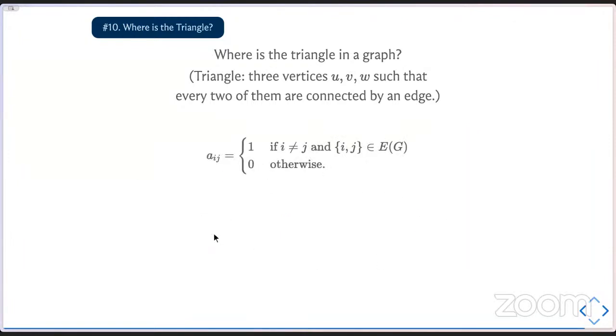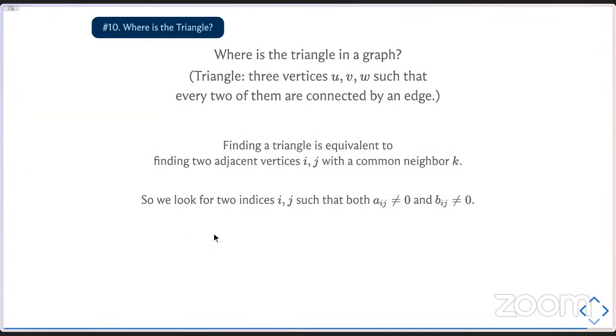So essentially, this just boils down to saying that we want to look for two indices such that the ijth entry is non-zero in both A and A squared. The fact that it's non-zero in A means that these are two vertices that already have an edge between them. You can think of that as the base of the triangle. And the fact that A squared ij is non-zero means that there's at least one other third vertex which is adjacent to both i and j. So those three would come together and form your triangle. Is this all right? Does that make sense?